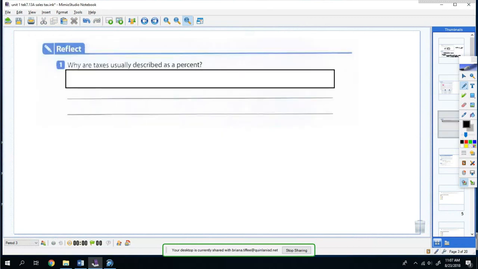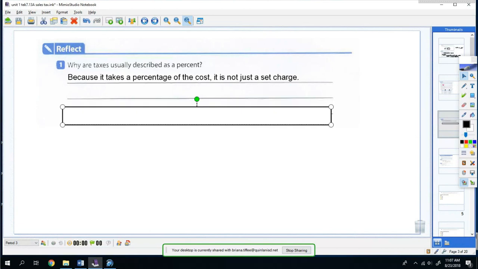One question is, why are taxes usually described as percentages? What I said is because it takes a percentage of the cost. It's not a set charge. It can't just say, hey, tax is $10. No, it takes a percent of what you're spending to find the tax, or it takes a percent of your income to be able to send it to the government.